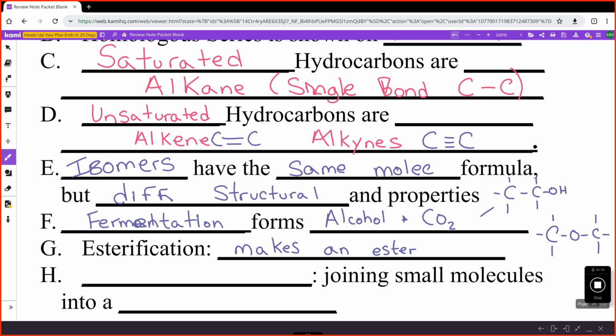So just keep that in mind. Just look at the products. If it's an alcohol, it's fermentation. If it's an ester, it's esterification. If you take a bunch of small things and join them into a larger one, that is called polymerization.